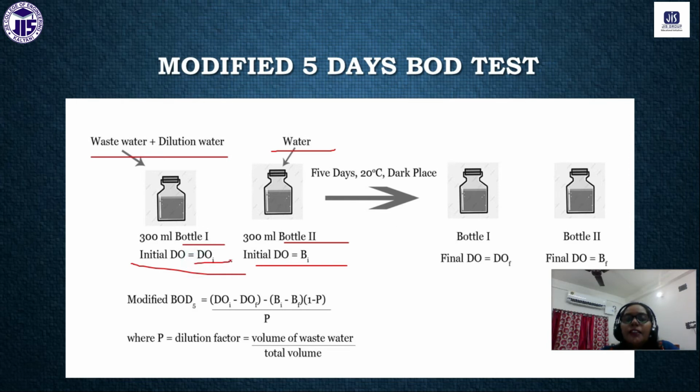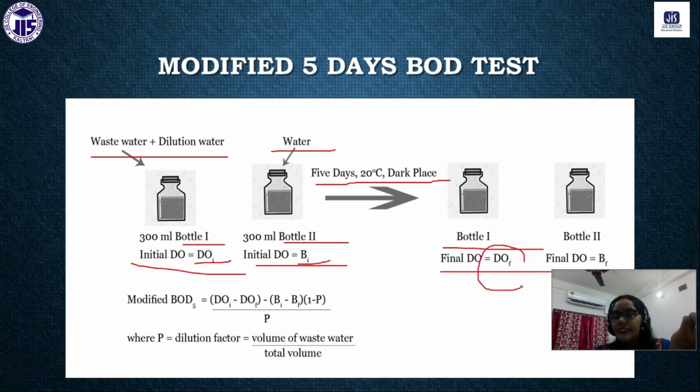Initially, for each bottle we have measured the initial amount of DO, which is DOI for bottle 1 and BI for bottle 2. After this measurement, we kept the bottles for 5 days at 20 degrees centigrade in a dark place. After the 5 days, we again measured the final amount of dissolved oxygen, which is DOF for bottle 1 and BF for bottle 2. Understand? B suffix F for bottle 2. So these are the total values that we have got from the modified 5 days BOD test.